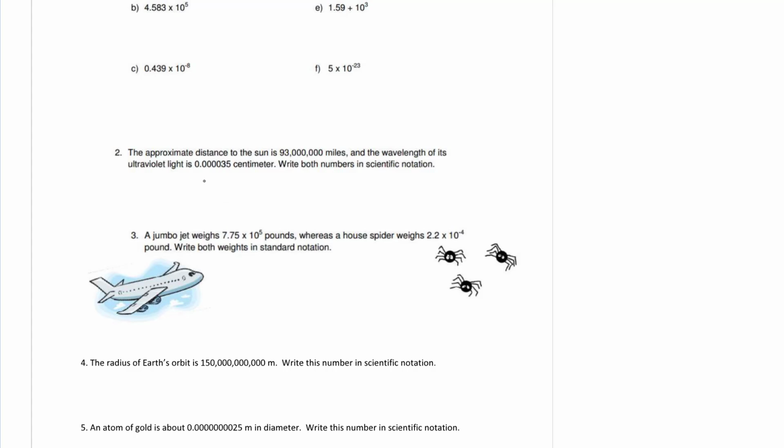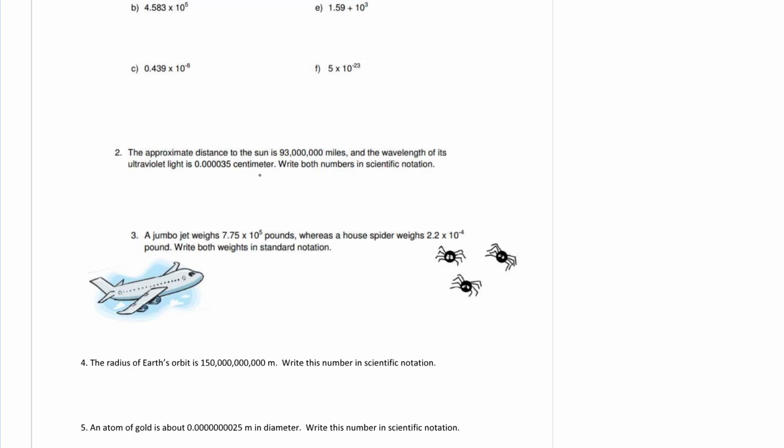Okay. The approximate distance to the sun is 93 million miles. That's true. And the wavelength of ultraviolet light is really teeny tiny. What is that? 35 millionths of a centimeter. It's pretty small. Write both numbers in scientific notation.